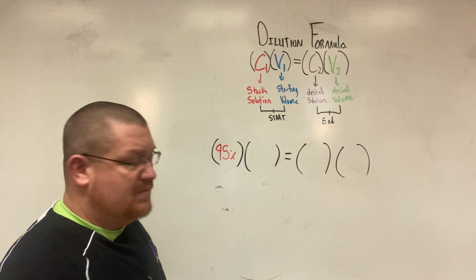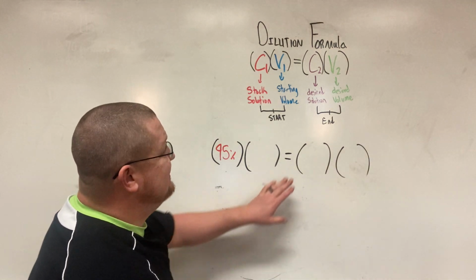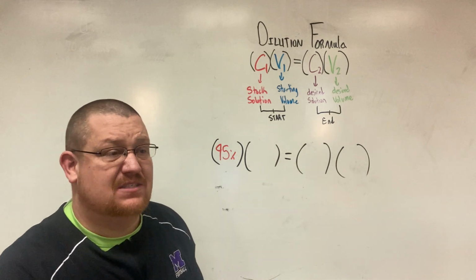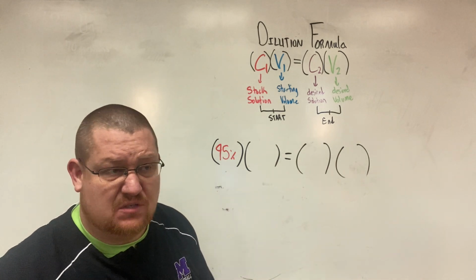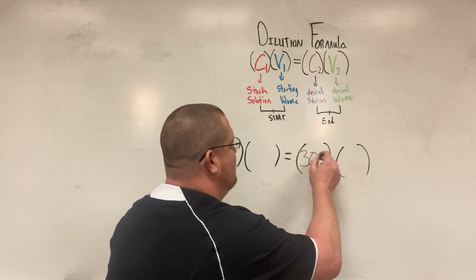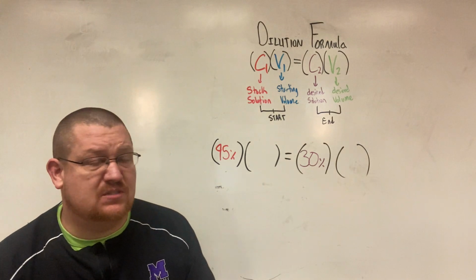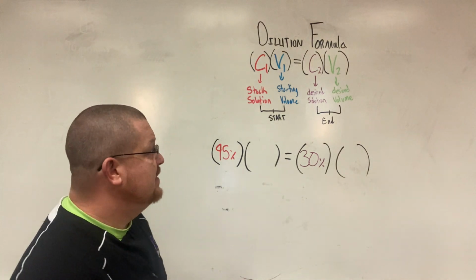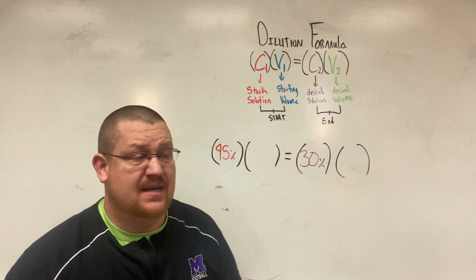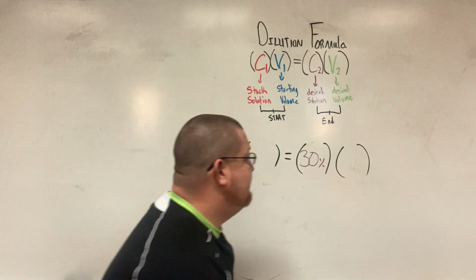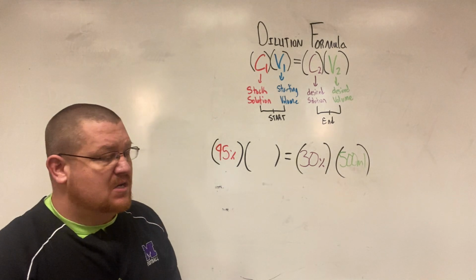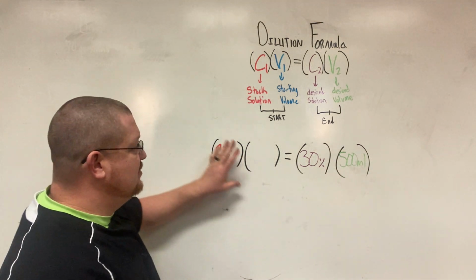I'm going to skip this part right here and move over. C2 is our desired solution. Our stock solution is 95%, and our desired solution is X%, so we want a 30% solution. This is the strength concentration we want in the solution we are trying to make. Then this final piece, V2, is our desired volume. How much of it do we need? Let's say I need 500 milliliters. This is what I want to end up with, and this is what I have to start.